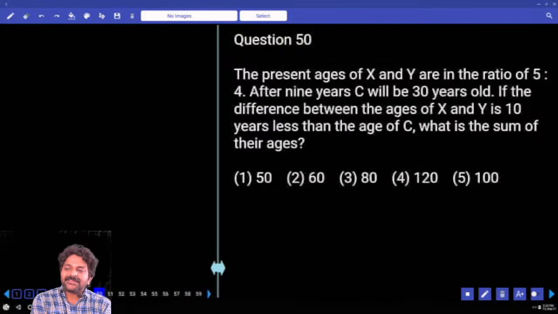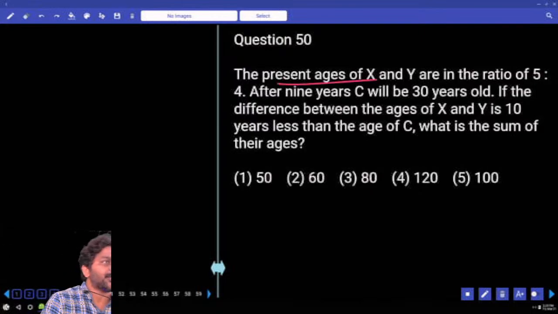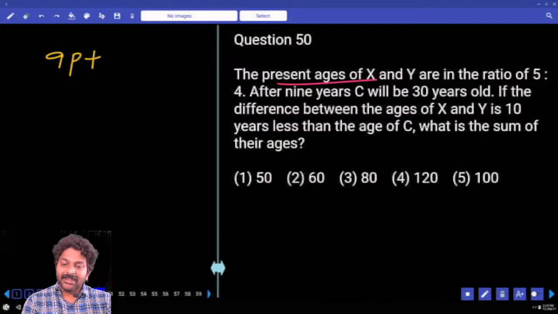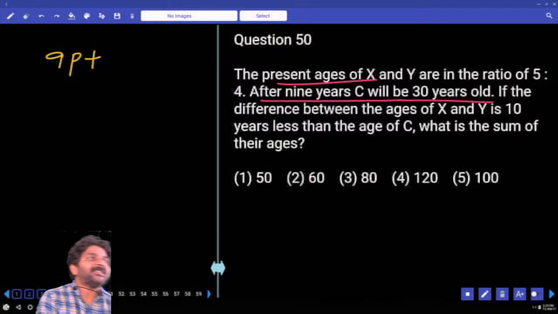The ages of x and y are in the ratio 5:4. After 9 years, C will be 30 years old. If the difference between the ages of x and y is 10 years less than the age of C, what is the sum of their ages? Okay, right. A number of ways are there. Sum of their ages, in the sense, how many people are there? 3 people. X and y present ages in ratio. How many parts? Should be a 9 multiple. To this, whose age do we need to add? C's age.